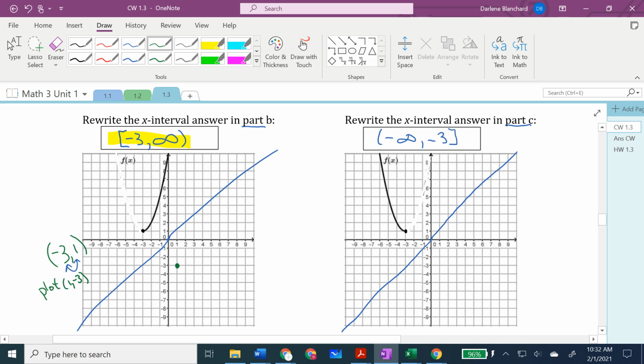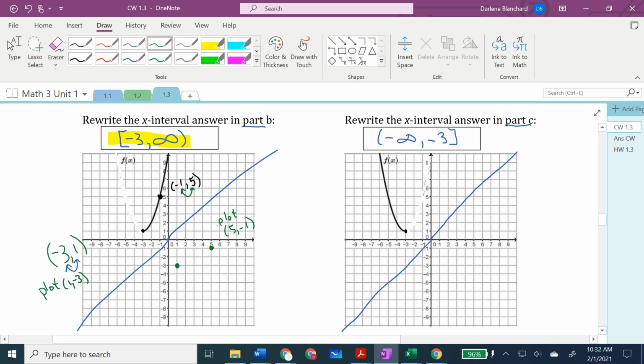Then I want to find another point on my original f of x within the restricted domain. It looks like it crosses through this point right here. So that is x coordinate -1, y coordinate 5. To plot an inverse point, I will swap its x and its y, and that's going to then be 5, -1. And you want to plot that point.